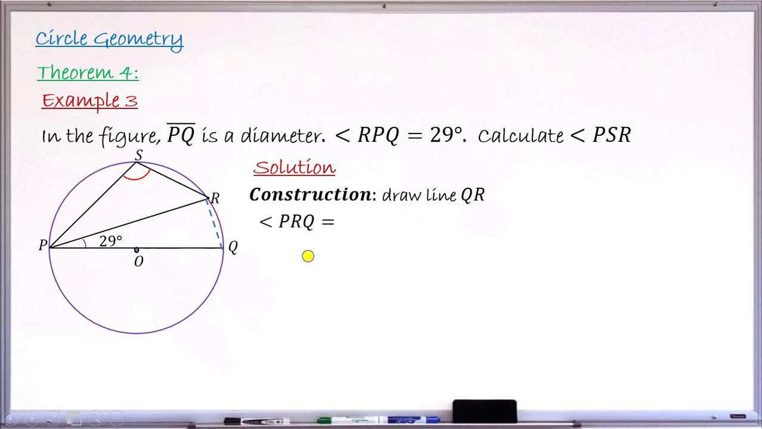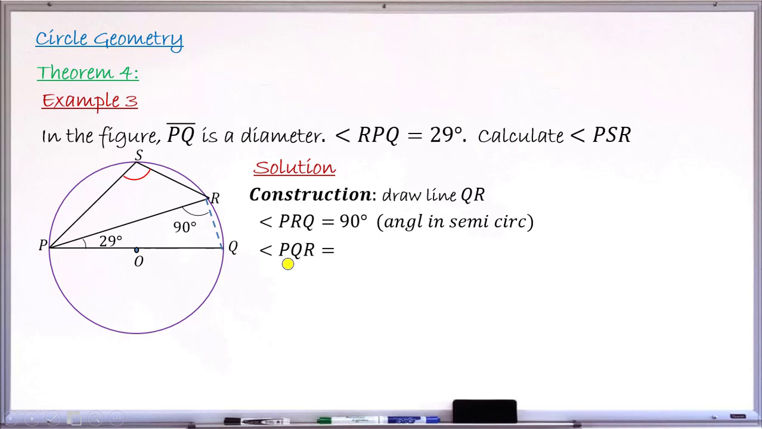So the angle PRQ, this angle, look at it, is now going to be 90 degrees, and the reason is angle in a semicircle. So this is 90 degrees. So what you now do next is to find the angle at Q, this PQR. If I look at this triangle, I have two angles, 29 and 90 degrees. So I can use the two angles to find the third angle using sum of angles in a triangle.